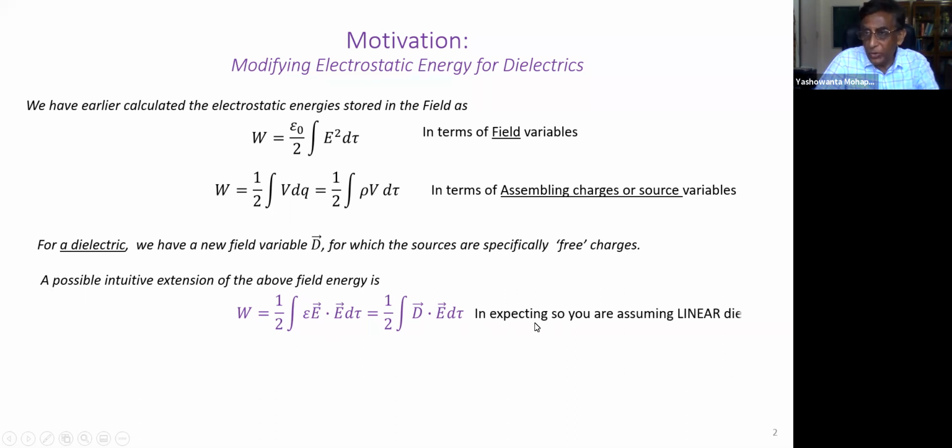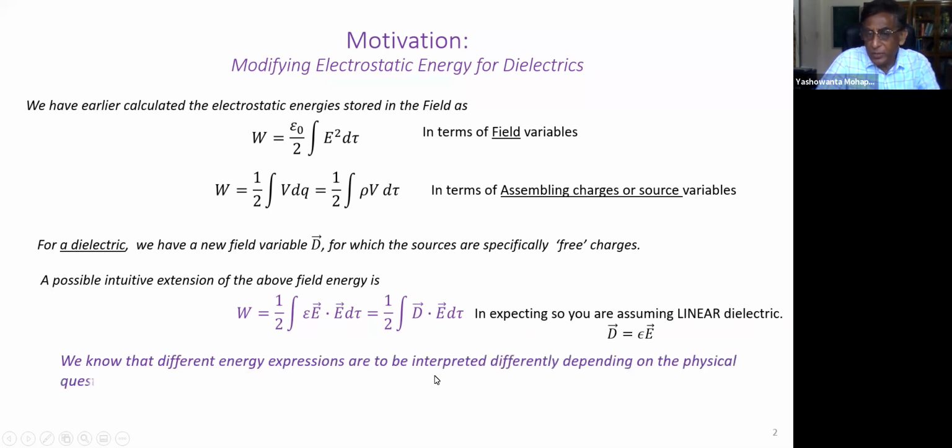So in expecting so, of course, you are assuming that it's the linear dielectric. Where did I assume that? When I said epsilon E is equal to D, D is equal to epsilon E. Okay, so it is only for linear dielectric. That's what I would expect.